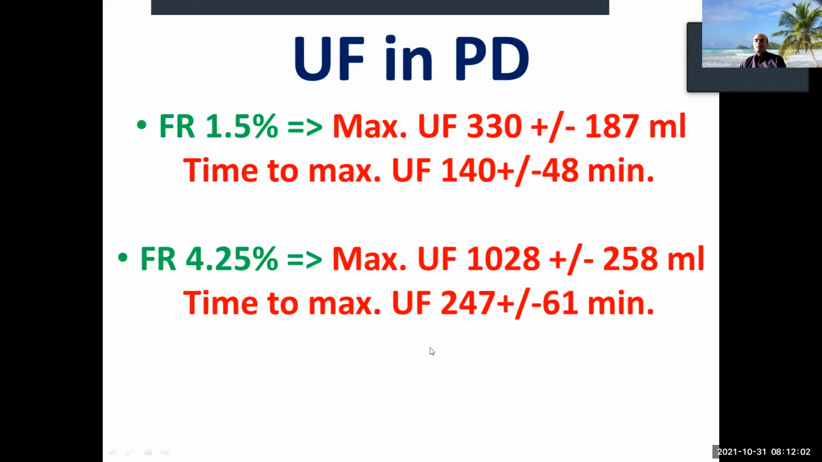Just to remind you, ultrafiltration in PD fluid: we have the 1.5% fluid and the 4.25% fluid. For the lowest concentration, maximum ultrafiltration is 330 plus or minus 187 ml at maximum time 140 minutes plus or minus 48 minutes. Maximum time 140 minutes. Don't do a dwell lower than this time, okay? And for the 4.25% fluid, maximum ultrafiltration is 1028 plus or minus 258 ml, with time to maximum ultrafiltration of 247 minutes plus or minus 60 minutes, okay?